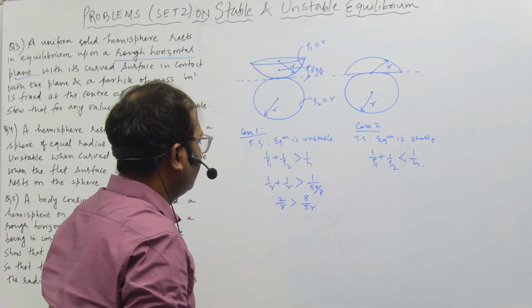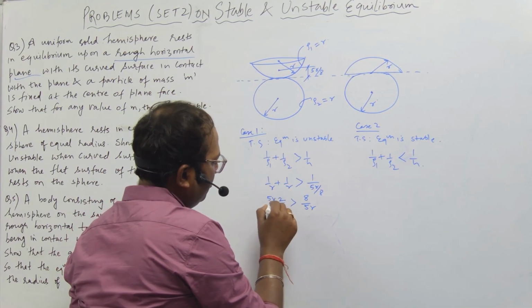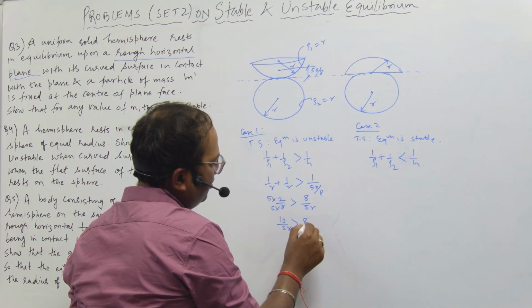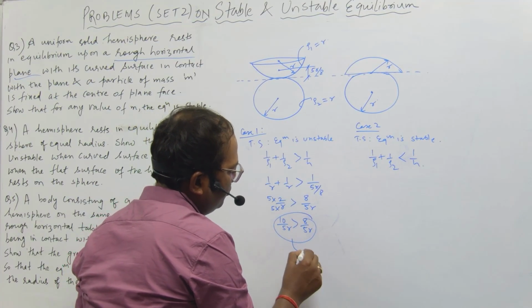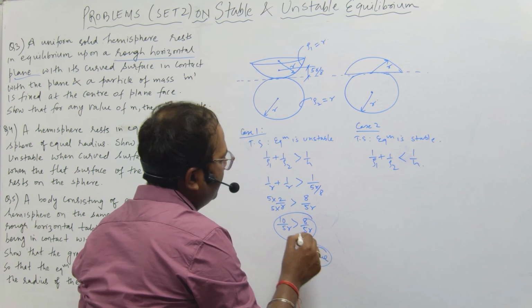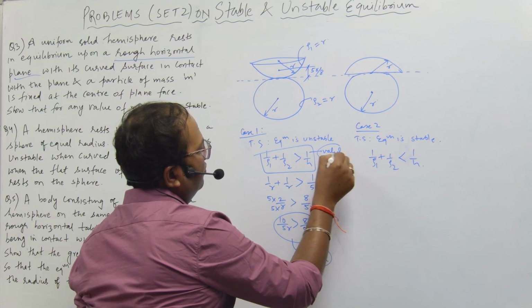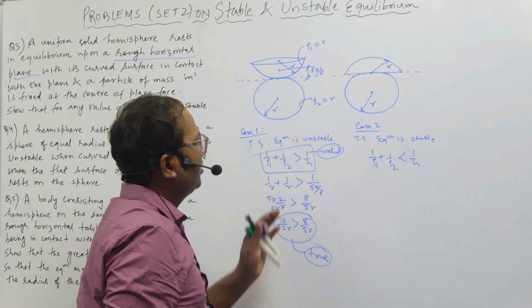Okay, so let us multiply by 5 in numerator and denominator. This is 10 upon 5r is greater than 8 upon 5r. So this expression is true. This means this equation is valid. Okay, so this means this equilibrium is unstable.